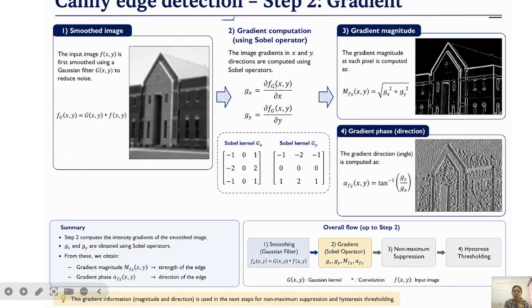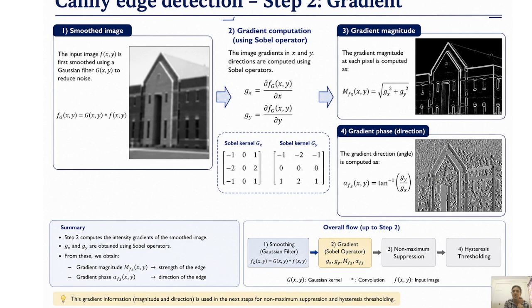The image gradients in the x and y directions are computed using the Sobel operators in both directions, that is gx and gy. gx is given by the partial derivative of f_g(x,y) with respect to x, and gy is given by the partial derivative of f_g(x,y) with respect to y. The Sobel kernel operator in numerical form is also given over here. Next, you have to find the gradient magnitude.